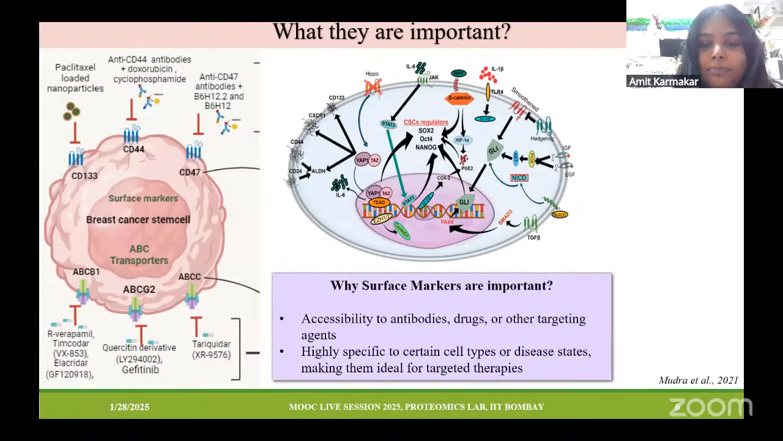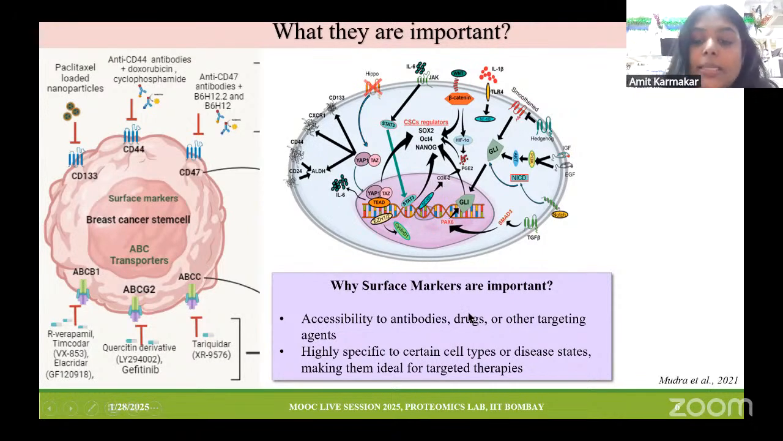Because these surface proteins are often called surface markers. They are present on the top of the cell, and that's why they are very much accessible to antibodies, so that they can be tagged. They are accessible to drugs. First imagine a disease condition where a particular disease cell has a type of surface protein, and you want to target that cell and treat or kill that cell with a particular drug, so that is accessible.